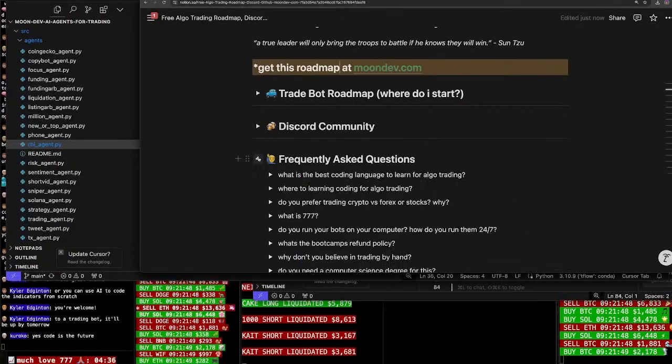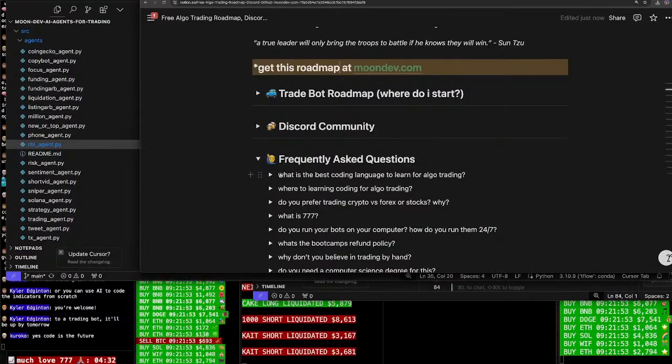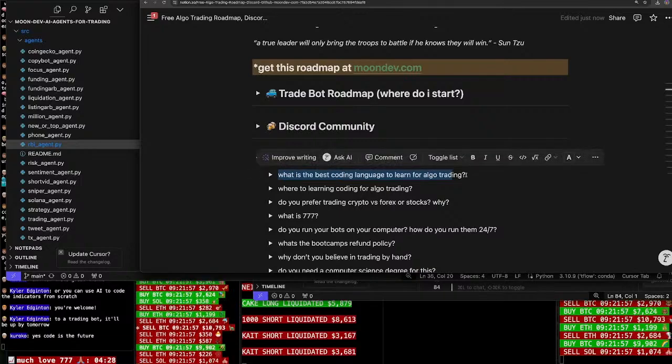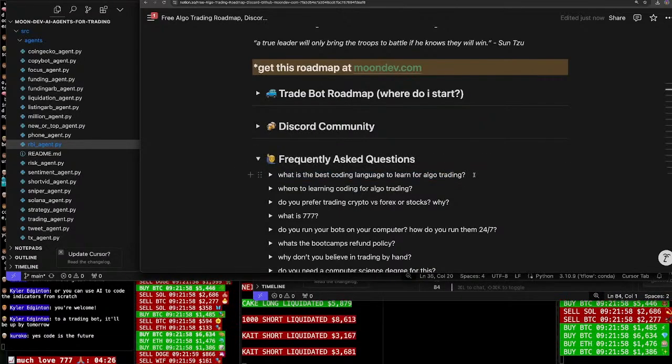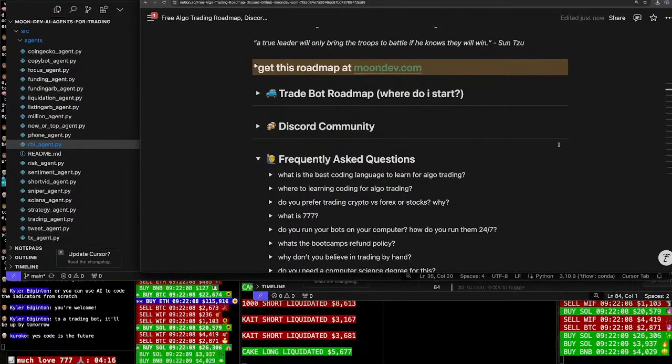So I have a bunch of frequently asked questions. I want to spend some time on this. The first question I get a lot is, what's the best coding language for algo trading? So there's a ton of different coding languages out there. In my opinion, the best way to approach algorithmic trading is by learning Python.